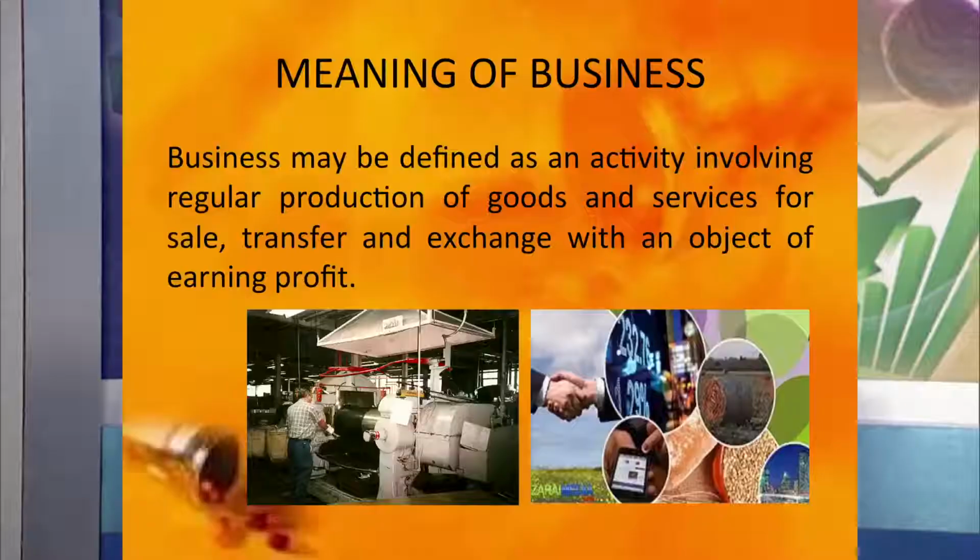Sir, please explain the nature of business and its characteristics. In all the activities, be it production, distribution, purchase or sale of goods and services, monetary gain is expected in each case and they are also performed on a continuous basis. Thus, business refers to a human activity undertaken on a regular basis with the objective to earn profit through production, distribution, sale or purchase of goods and services. Business may be defined as an activity involving regular production or purchase of goods and services for sale, transfer and exchange with the object of earning profit.